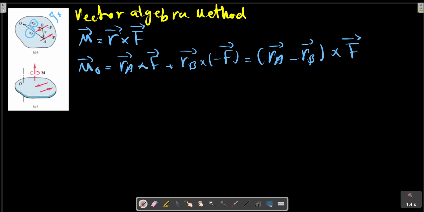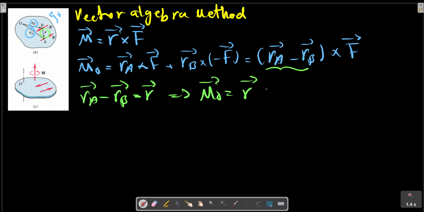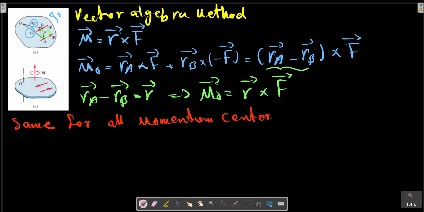From the vector rules, Ra minus Rb equals R, so MO equals R cross F. Here again the moment expression contains no reference to the moment center O and therefore is the same for all moment centers.